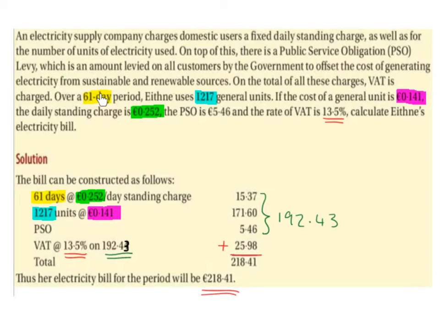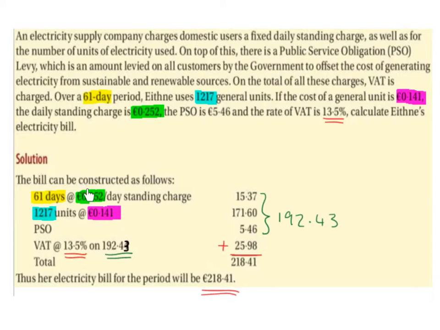Over a 61-day period, Aetna uses 1,217 general units. If the cost of a general unit is €0.141, the daily standing charge is €0.252, the PSO is €5.46, and the rate of VAT is 13.5%. Calculate Aetna's electricity bill. The bill can be constructed as follows.